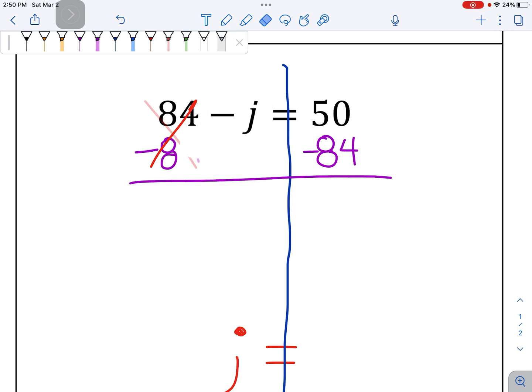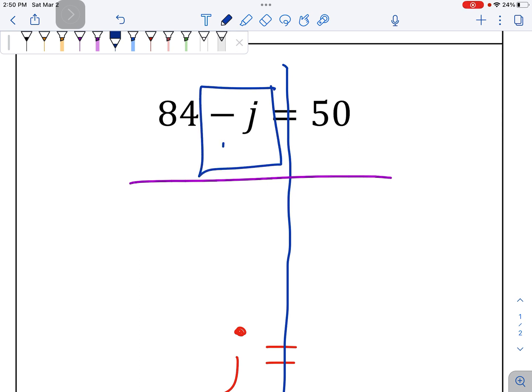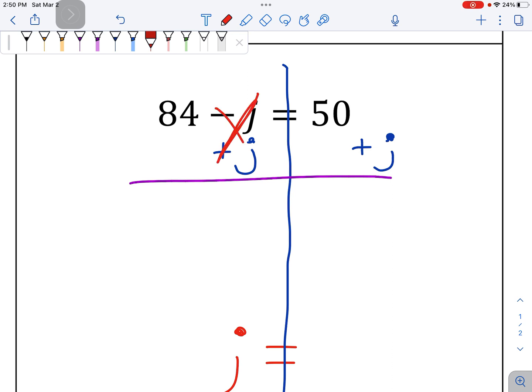So instead of moving the 84, I'm going to move the J and say, if it says minus J, then I'm just going to write plus J. And I'm going to write plus J on the other side, but I want you to notice that I didn't write it underneath the 50 because letters and numbers aren't the same. All right, now I'm going to cross out my minus J plus J, which leaves me with 50 plus J on the right side and 84 on the other side.